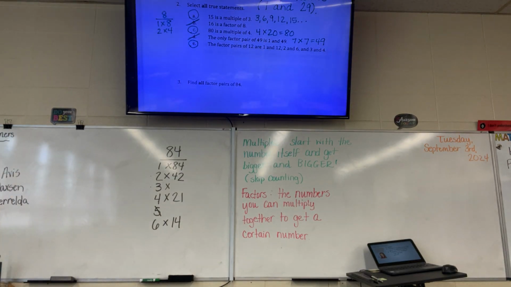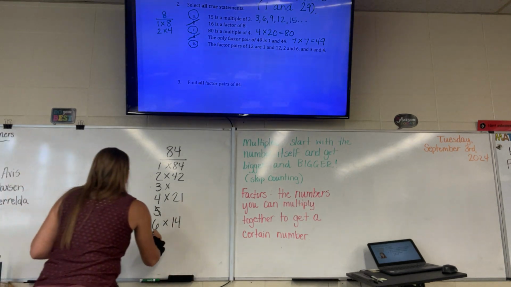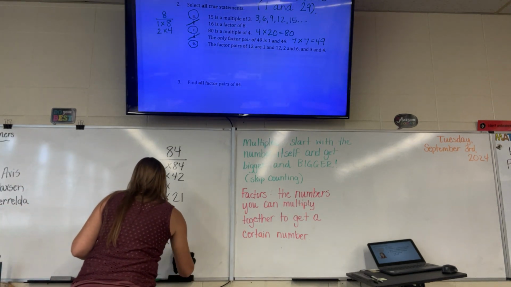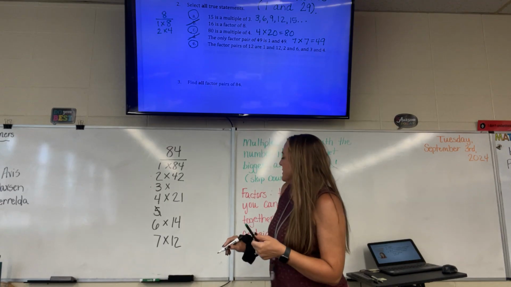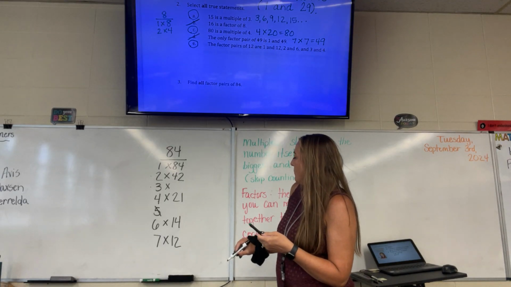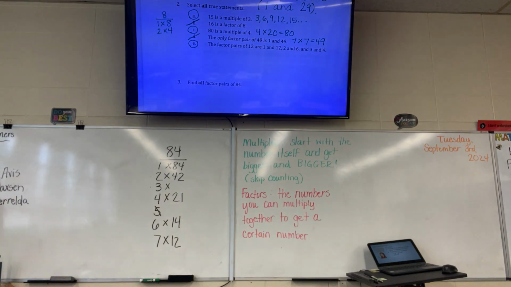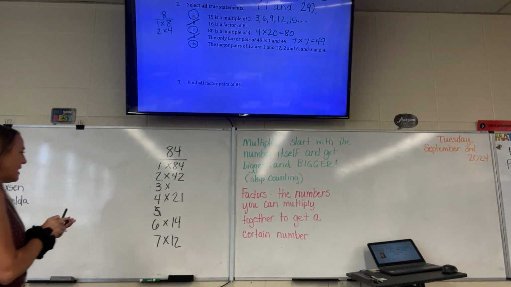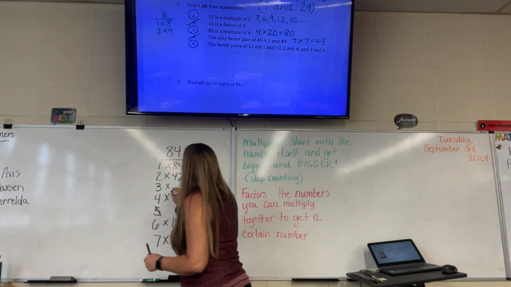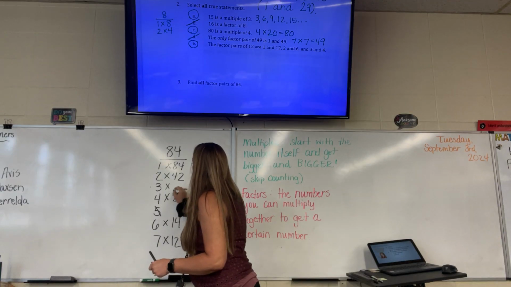Then, can 84 be divided by 7? Yes, it is. What's 7's partner? 12. And can 84 be divided by 8? No. 9? No. So we've got them all. Except we didn't ever find 3's partner.